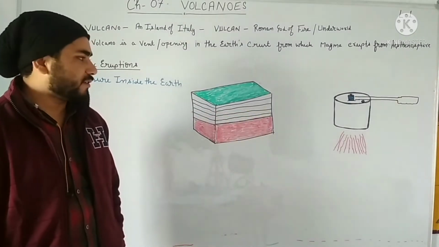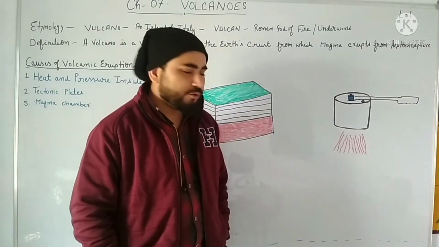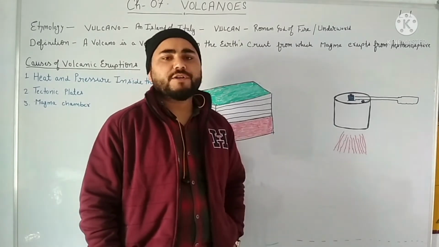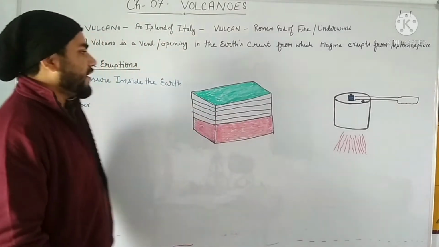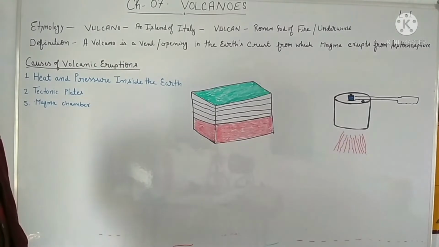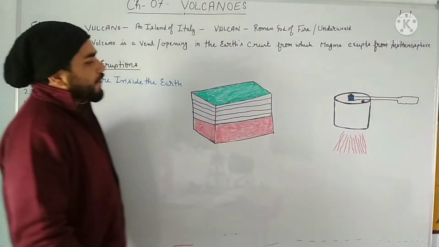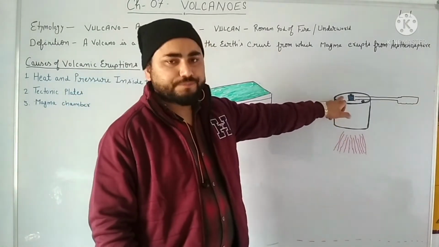You must be wondering why sir has drawn this pressure cooker. Will sir make some food or what? Yes, we are having a pressure cooker here, and by the example of the pressure cooker, we will understand the eruptions of a volcano, how a volcano erupts. So, you all have seen a pressure cooker. In a pressure cooker, there is a whistle, right?